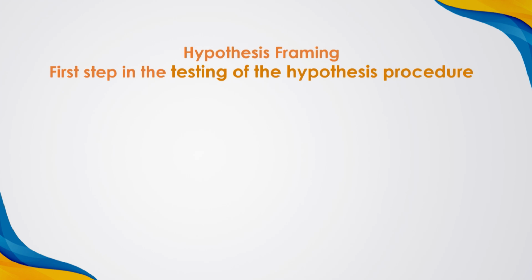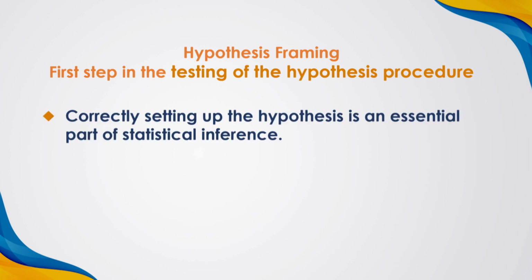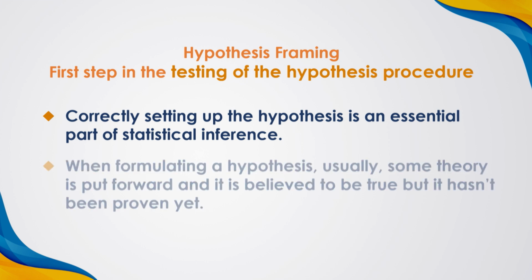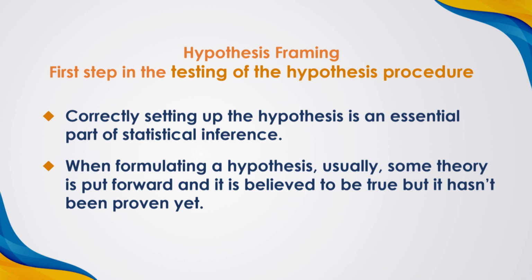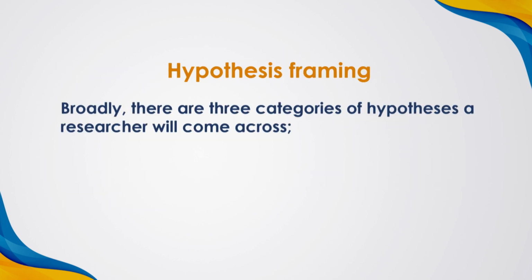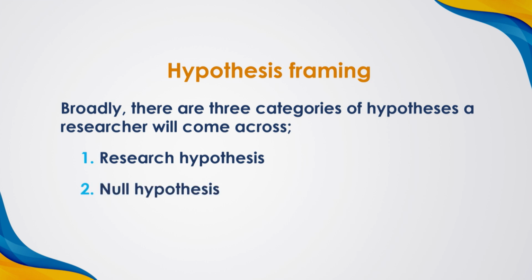Hypothesis framing. First step in the testing of hypothesis procedure, correctly setting up the hypothesis is an essential part of statistical inference. When formulating a hypothesis, usually some theory is put forward and it is believed to be true, but it has not been proven yet. Broadly, there are three categories of hypothesis a researcher will come across. 1. Research hypothesis. 2. Null hypothesis. 3. Alternative hypothesis.